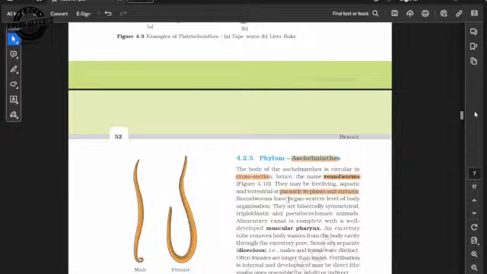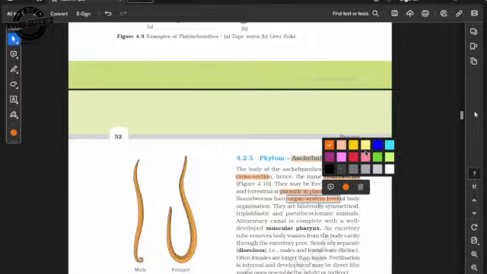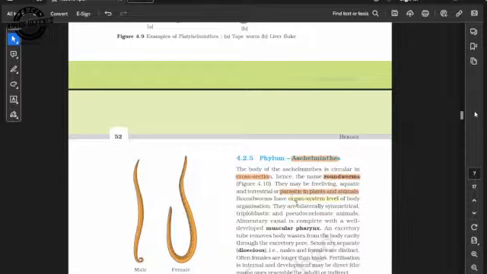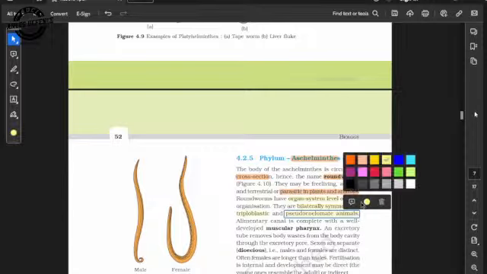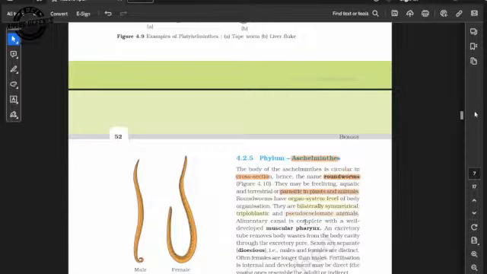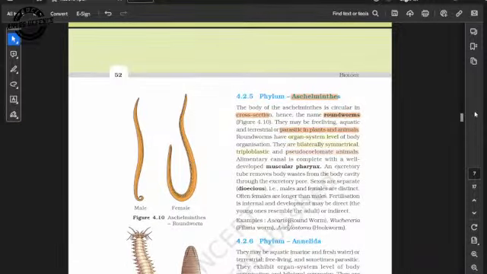Now, from Aschelminthes onwards, you can see organ system level of organization. They are bilaterally symmetrical. They are triploblastic. Most important character you know, that is pseudocoelomate. Their alimentary canal is complete and well developed. They have a muscular pharynx.